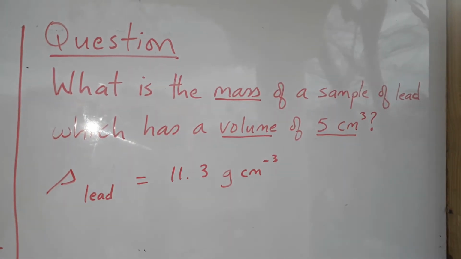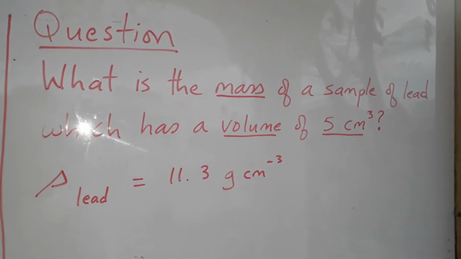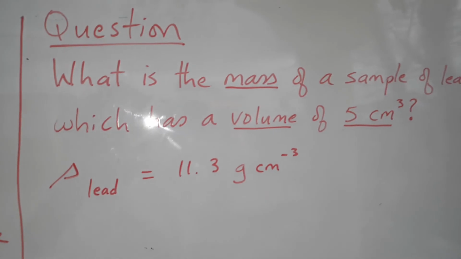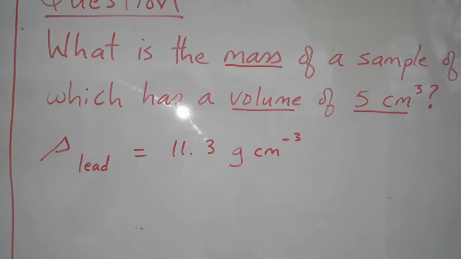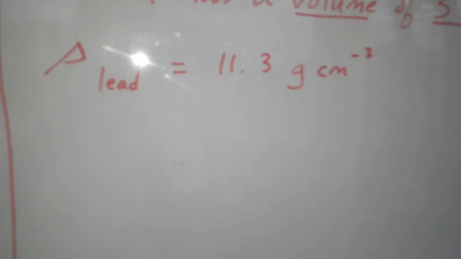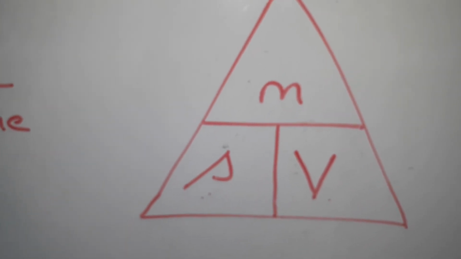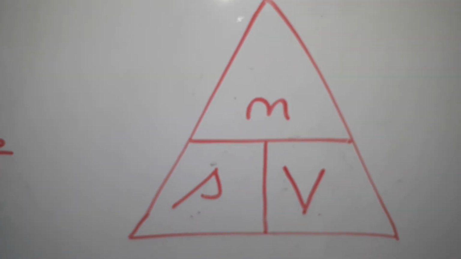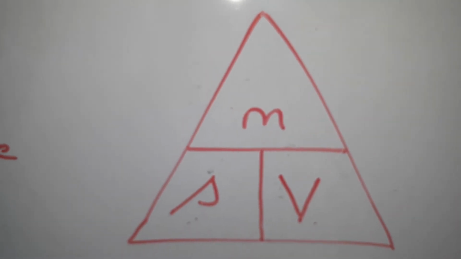Alright, so suppose we are given a question that says, what is the mass of a sample of lead which has a volume of 5 cm cube, 5 cubic centimeters? The density of lead is 11.3 grams per cm cube. So we can go over to our magic triangle. Here we see that in order to find mass, we multiply the density times the volume.